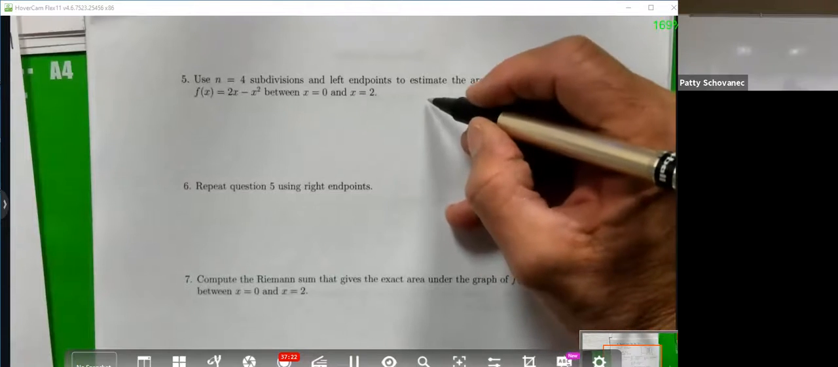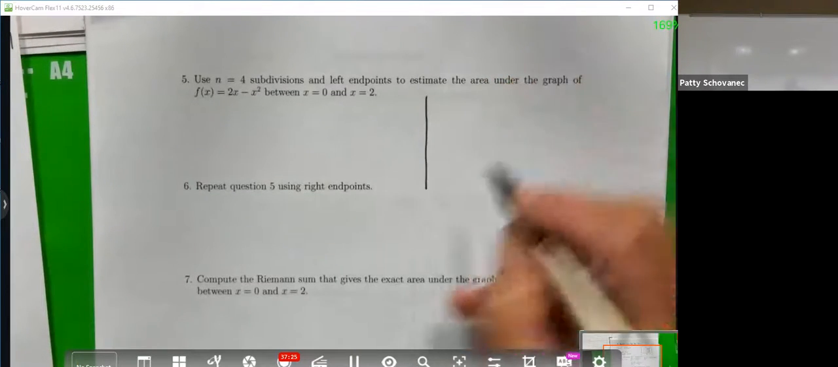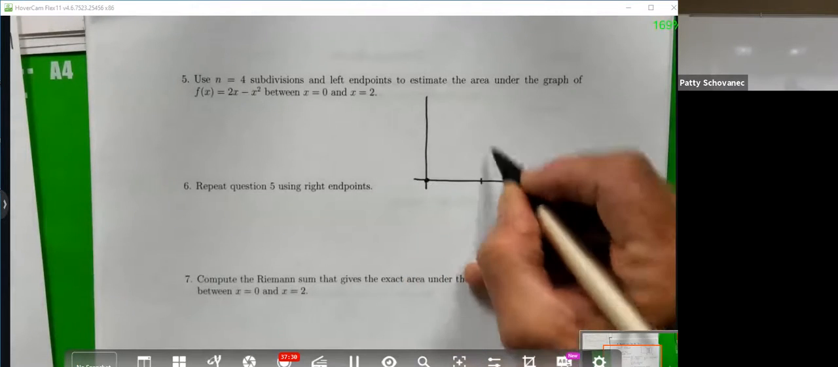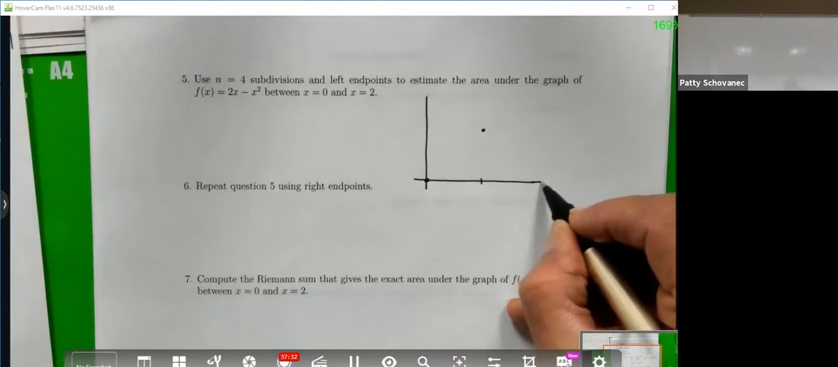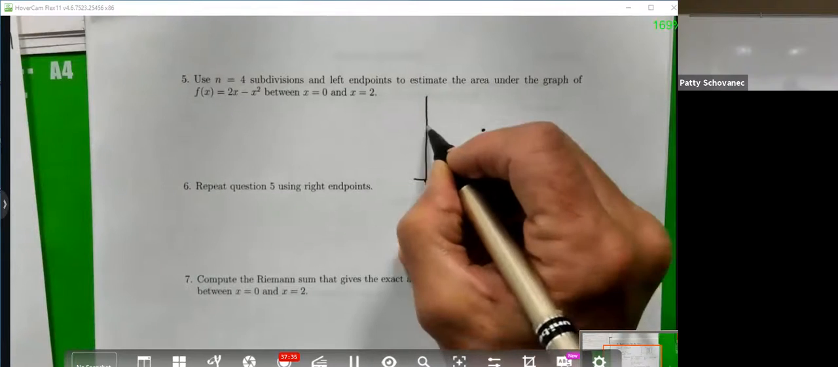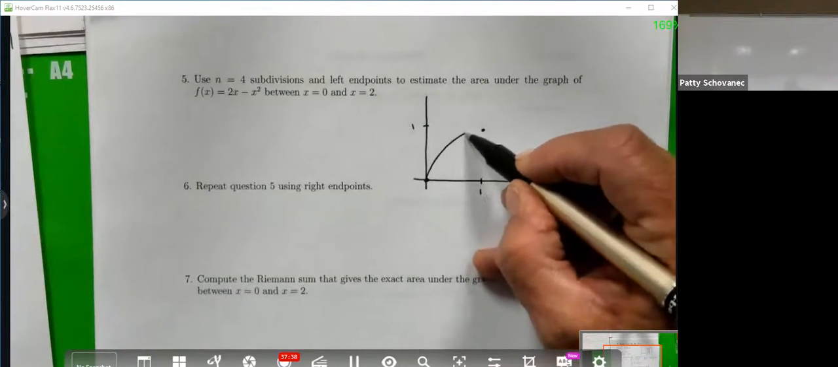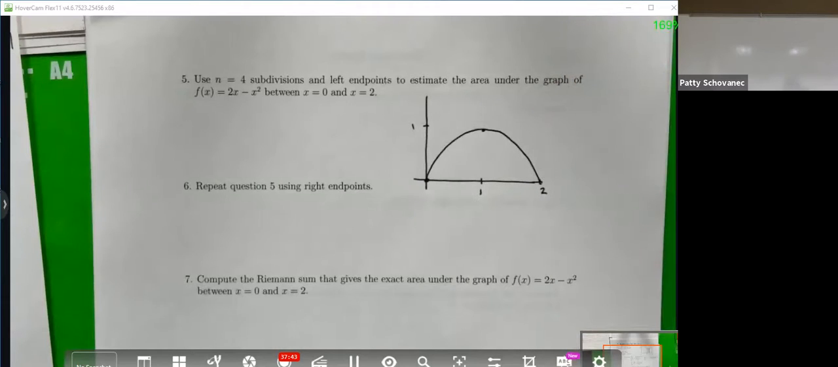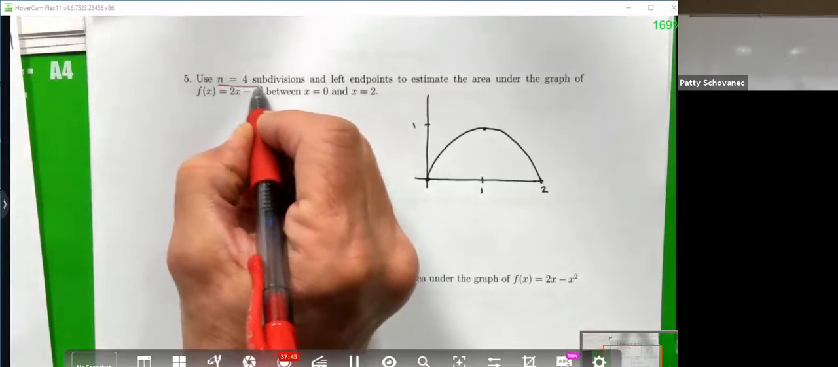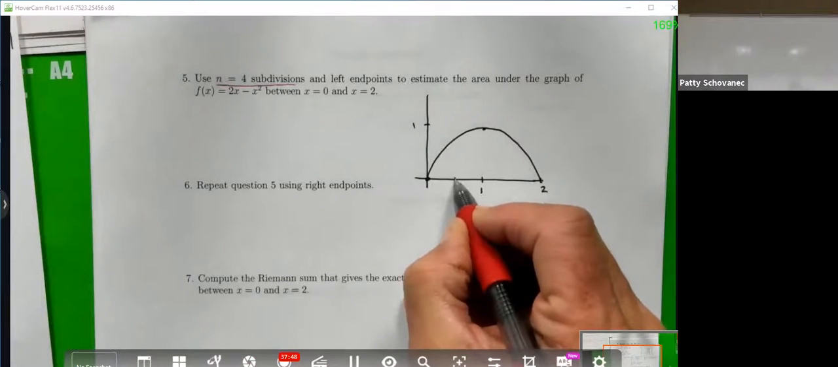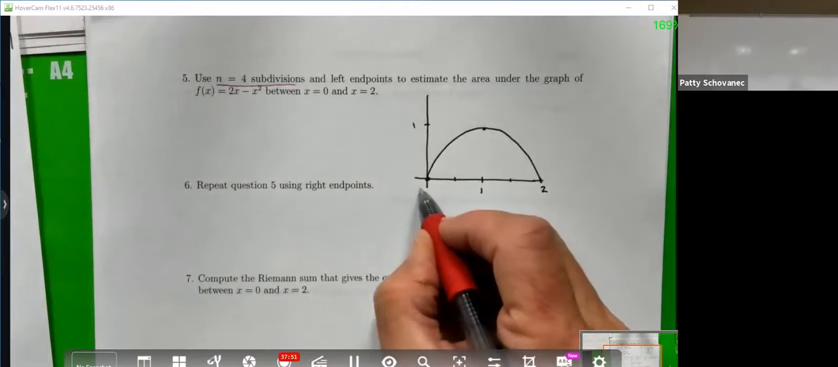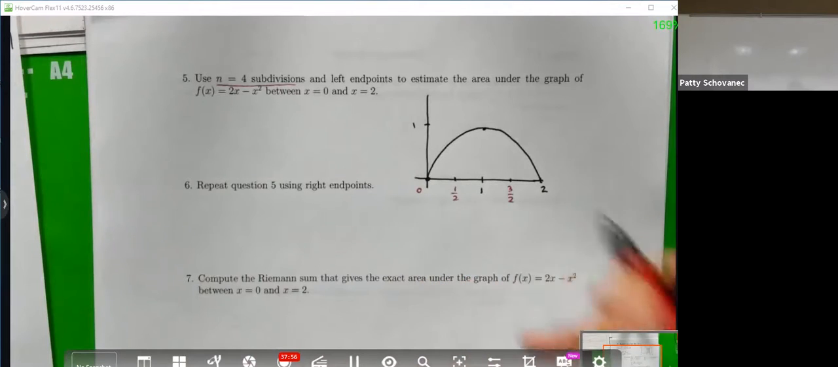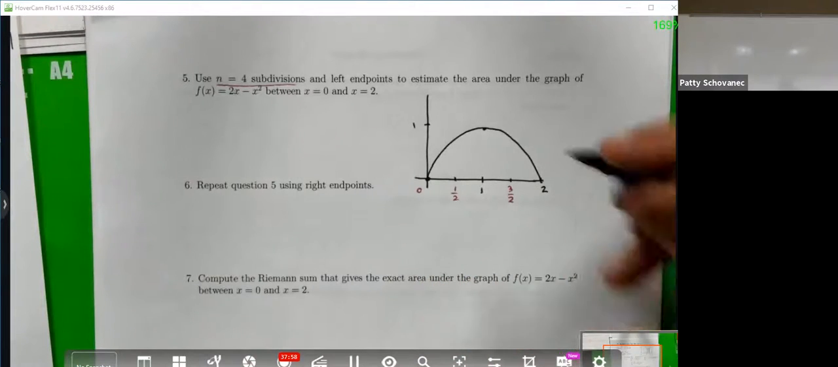So I'm going to write this one on here. 0, 0, 1, 1, 2, 0. We want 4 subdivisions. We'll put a point here and here. 0, this would then be at a half, 1, and 3/2. We're going to draw those lines up to here.